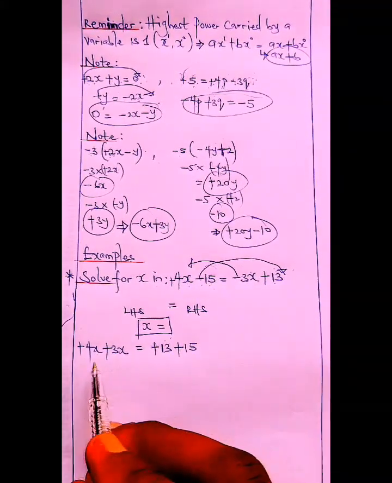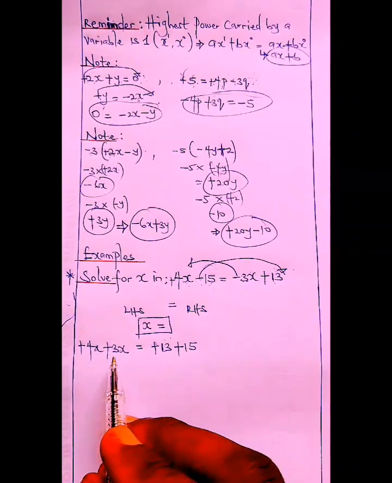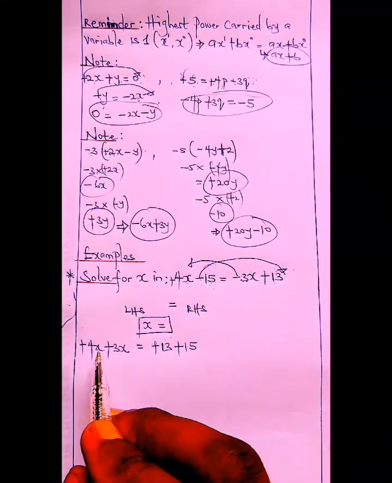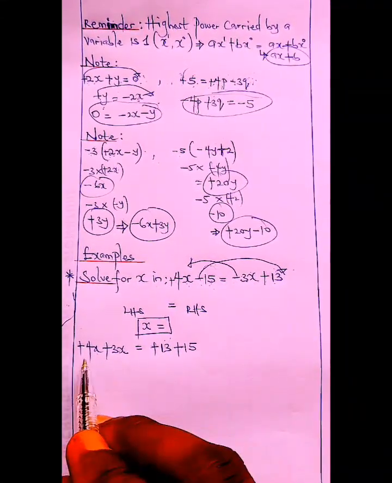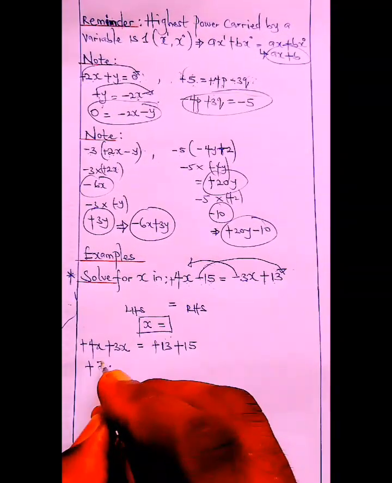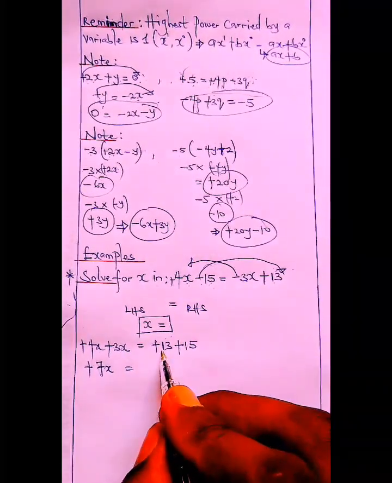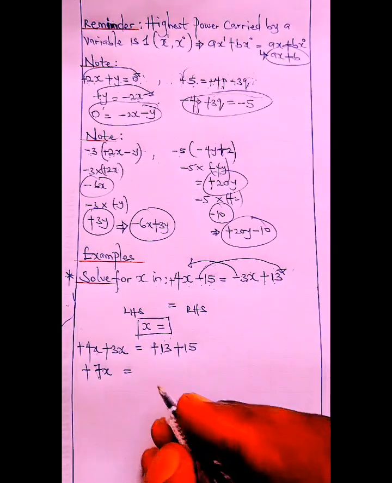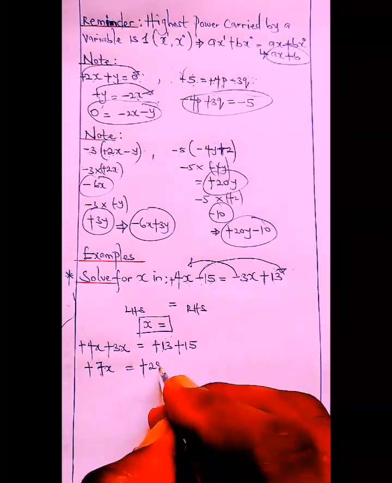Now, don't forget, this is addition of basic algebra right here in front of us. The variables are the same, so we can combine the coefficients together. Plus 4 plus 3 is plus 7. Plus 7, just pick one x, plus 7x. Then equals plus 13 plus 15, which will give us plus 28.